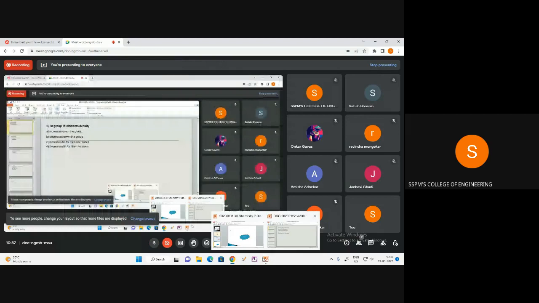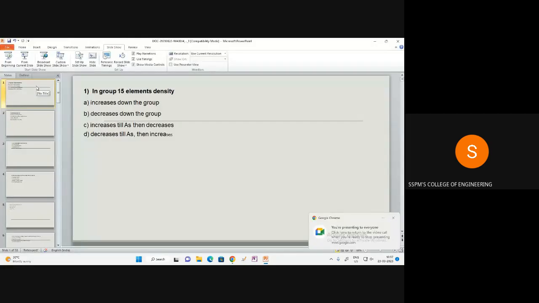Let us see the questions which are asked in the recent 2 to 3 years CET exams, as well as some important practice questions which are asked on these topics, that is elements of group 16, 17 and 18.